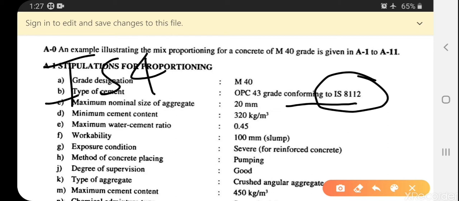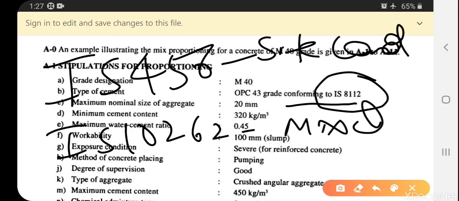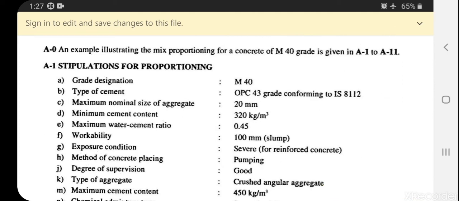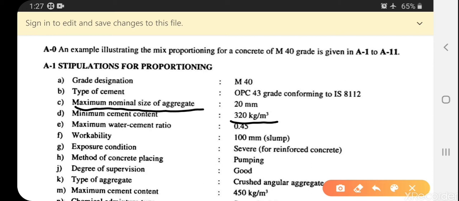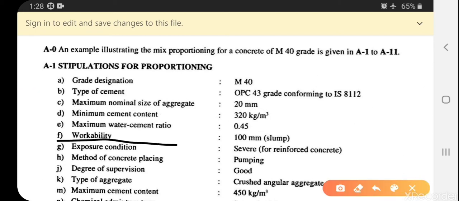IS 456 for site conditions, which is used in the design. IS 10262 for mix design. IS 8112 for size of aggregate. Next, minimum cement content is 20 kg per metre cube. Maximum nominal size of the aggregate is 20 mm, and the maximum water to cement ratio, W by C, is equal to 0.45. Here the workability, nothing but slump value, is taken as 100.